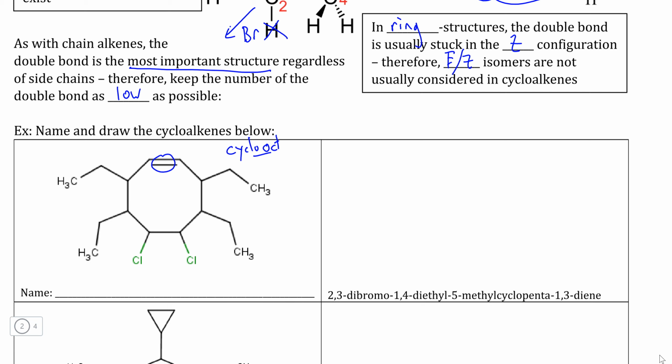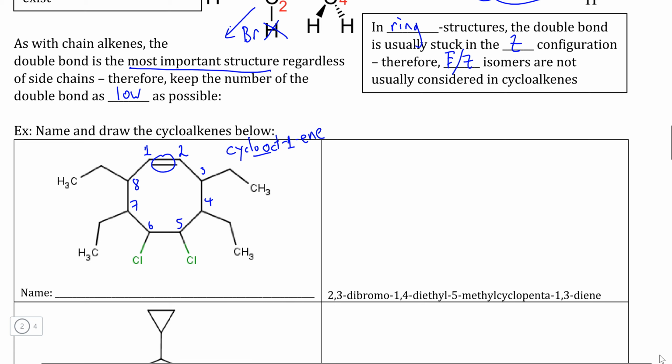And therefore, if we designate this carbon here as carbon 1 and this carbon here as carbon 2, this puts our double bond in position 1. So our parent chain in this case would be called cycloalkene. And then all of our side chains would be named accordingly. So this would be 3, 4, 5, 6, 7, and 8.